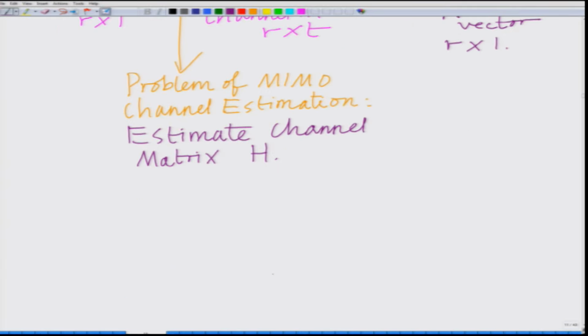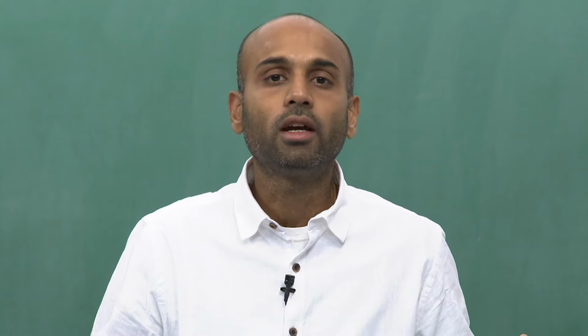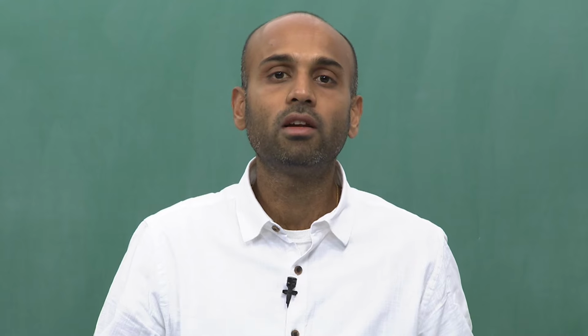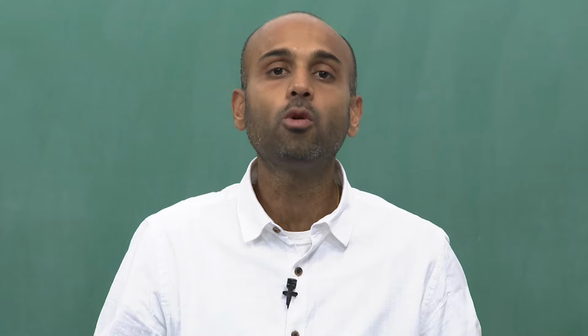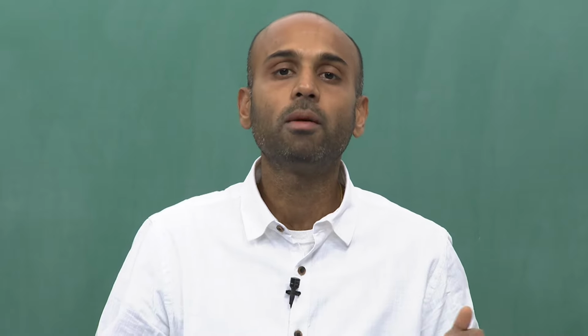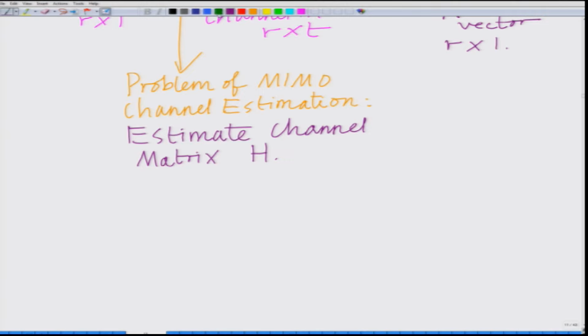And similar to channel estimation that we have seen earlier, we will consider the transmission of pilot symbols. However, we are now considering a MIMO channel, therefore, we have to transmit pilot symbol vectors. At each instant we are transmitting a t-dimensional vector, we are receiving an r-dimensional vector. So, for MIMO channel estimation, we will transmit t-dimensional pilot vectors and we will receive corresponding r-dimensional pilot output vectors, that is the y bars, correct. So, let us denote the pilot vectors.